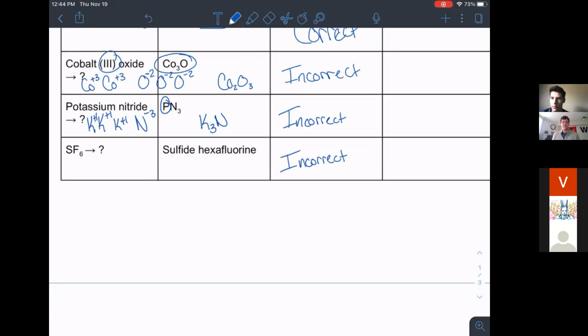The next one was super close to being correct, but it is also incorrect because of our endings. Remember, the first element, we just rewrite the name. It does not change its ending, so it should be sulfur. The second element gets its ending changed, so it should be hexa for 6, and then fluoride for fluorine.